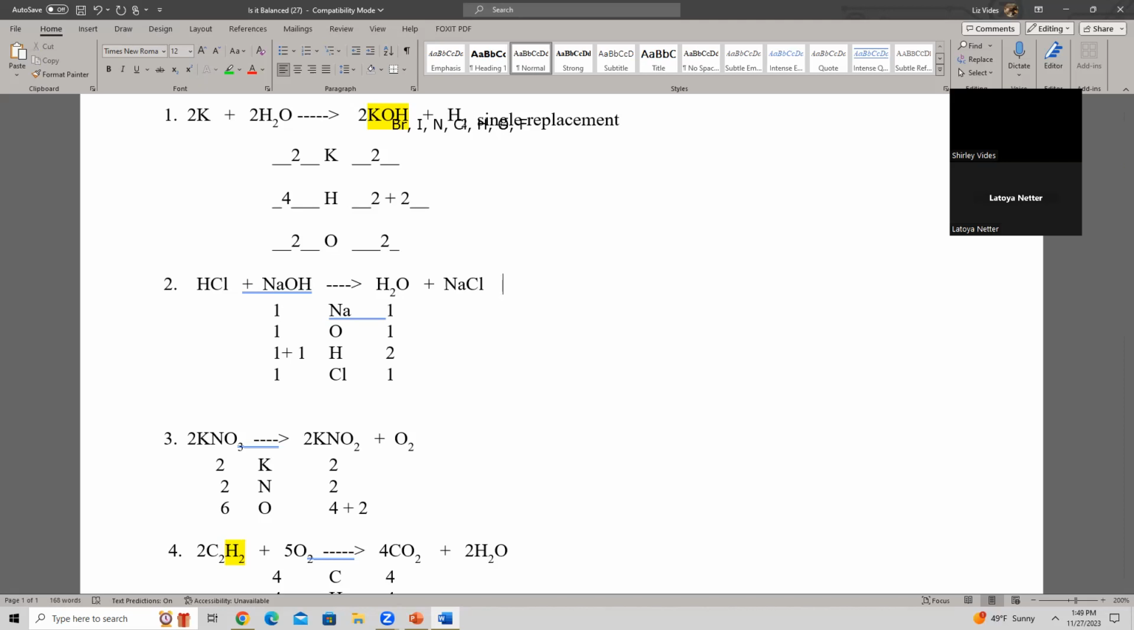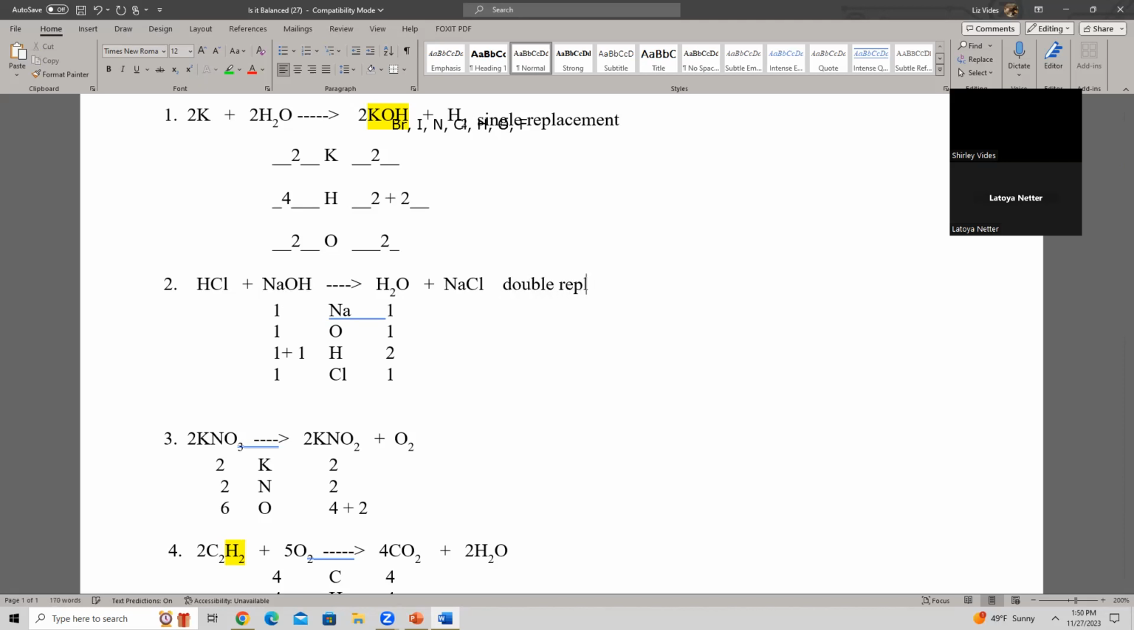This one is combining? No, it's not combining. Look at where the chlorine is. Look at where the hydrogen is. See, that's a double. So that's a double.